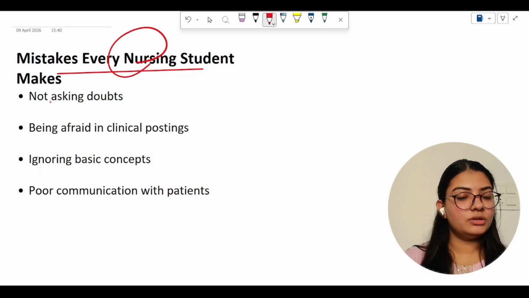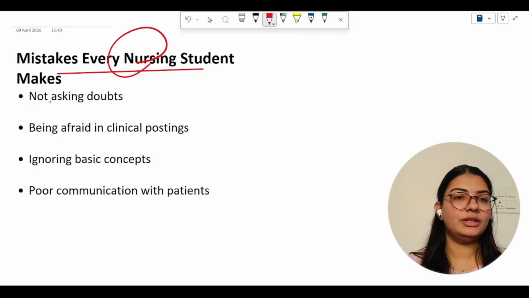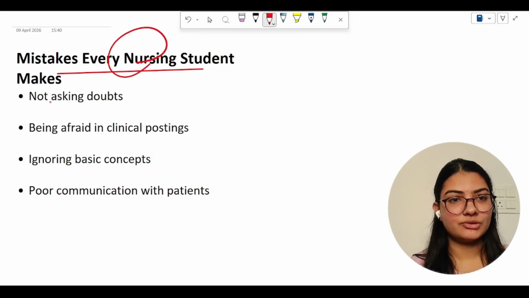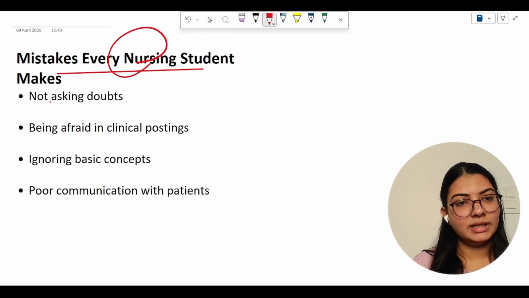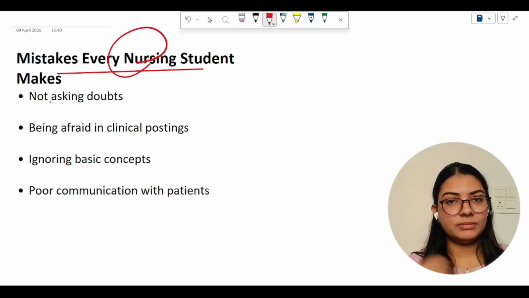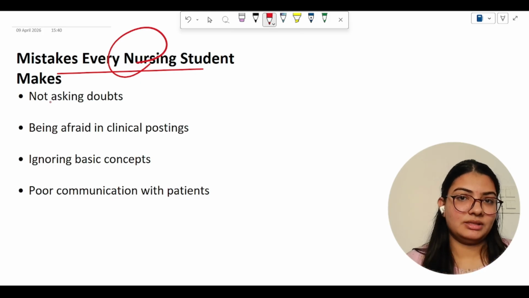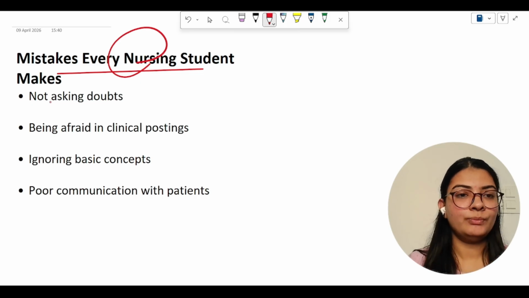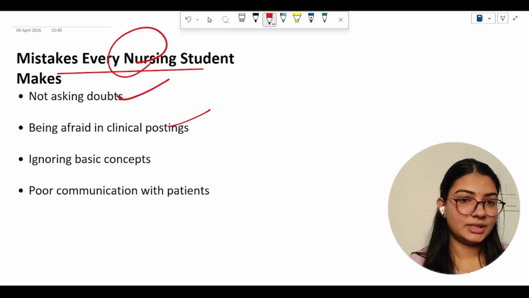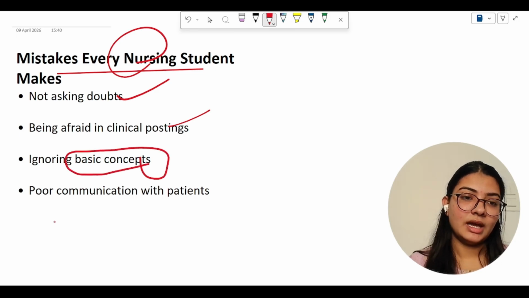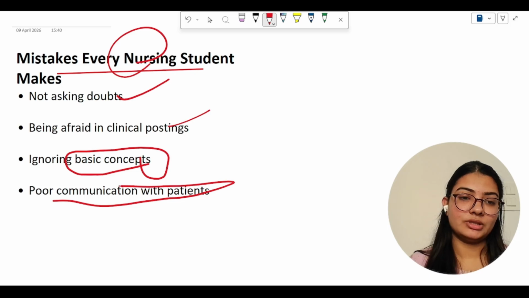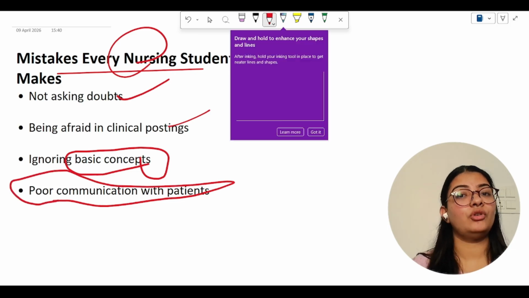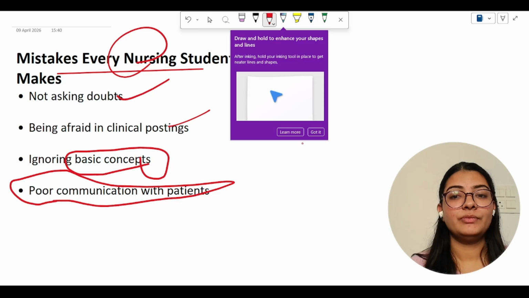So you also, at some point of time, whether in your clinicals or in your classroom, might come across all these mistakes, or basically you used to make these mistakes at one point or another in your life. So these are not asking doubts, being afraid in clinical postings, ignoring basic concepts, and poor communication with the patient. This communication part we've already discussed in the last video.